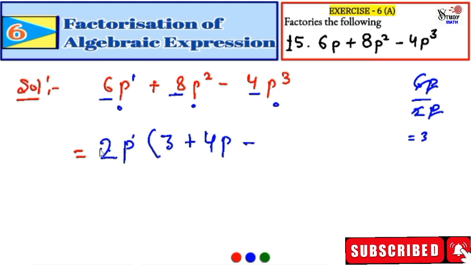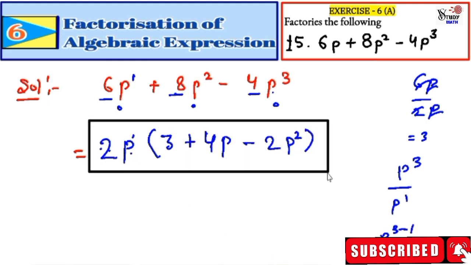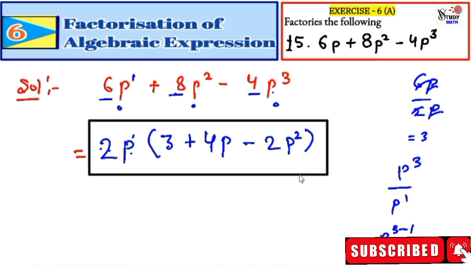This 2 cuts this 4 two times, and this p to the power 1 cuts p to the power 3 two times. I taught you previously, p to the power 3 is going to be divided by p to the power 1, then p to the power 3 minus 1, p to the power 2. I hope you understand this logic very easily, because in the exponent chapter I will teach you how it works.